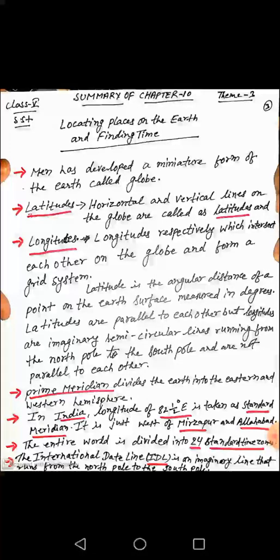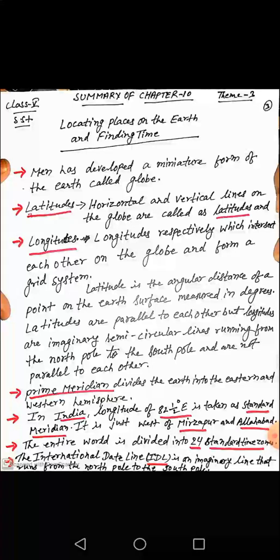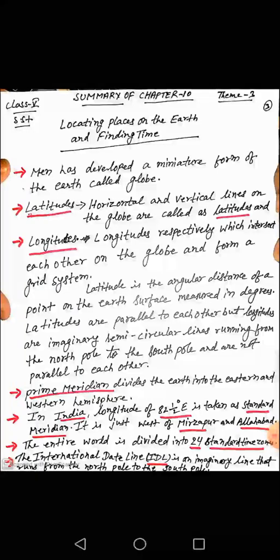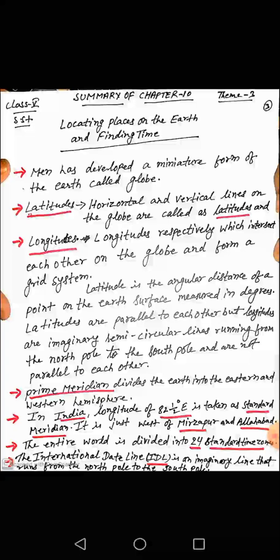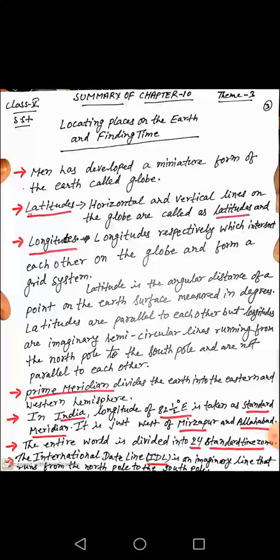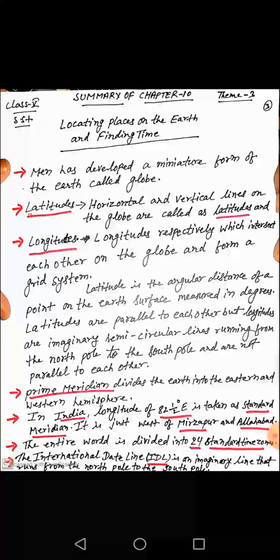Latitude is the angular distance of a point on the earth's surface measured in degrees. Latitudes are parallel to each other, but longitudes are imaginary semicircular lines running from the North Pole to South Pole and are not parallel to each other. Another topic you have to read in this chapter is prime meridian, which divides the earth into eastern and western hemisphere. The next one is in India, longitude of 82 and a half degree east is taken as standard meridian, and it is just west of Mirzapur and Allahabad.